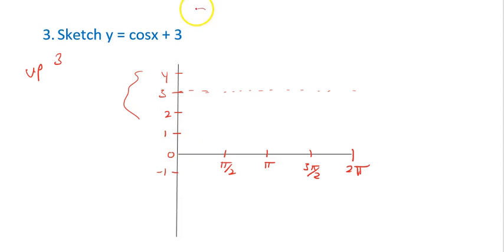So think about, again, your hill, valley, hill. We're going to start on 4. At pi over 2, we're going to go through the midline, because normally it would be on 0. At pi, we're going to be at our lowest point, which would be -2. At 3 pi over 2, we're going to be back on the midline, and at 2 pi, we're going to be back up at 4. So then I sketch it all together, and you can see it's just your cosine graph moved up 3. Okay, nothing stretched or anything, just moved up.